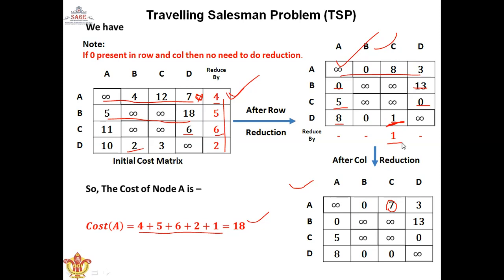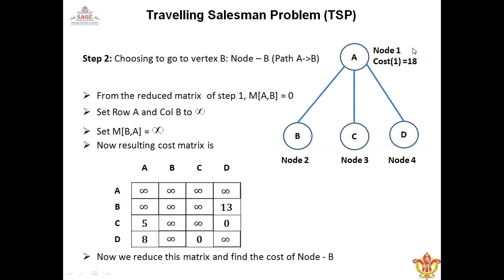Hope the concept is clear. Next, see. The cost of this node A is 18. So we'll have to calculate the cost for each node. Okay. In my previous lecture, we saw the 0-1 knapsack problem. There we saw that for each node we have to calculate the cost, and we will have an upper bound also.